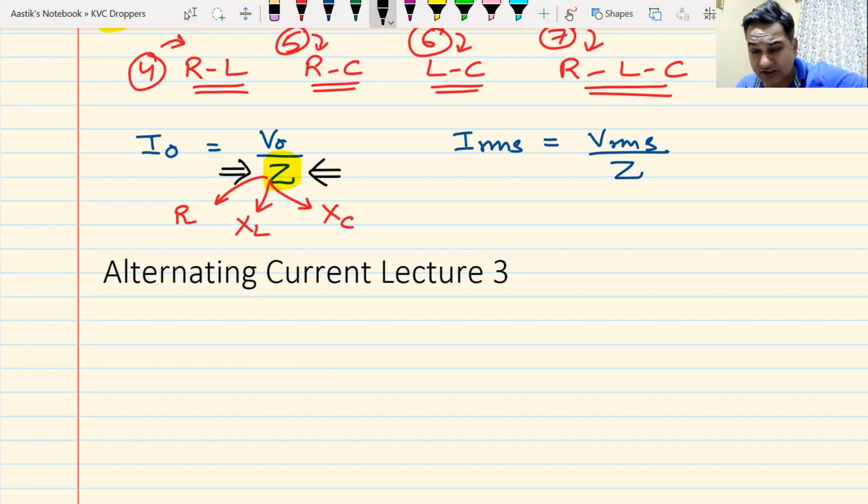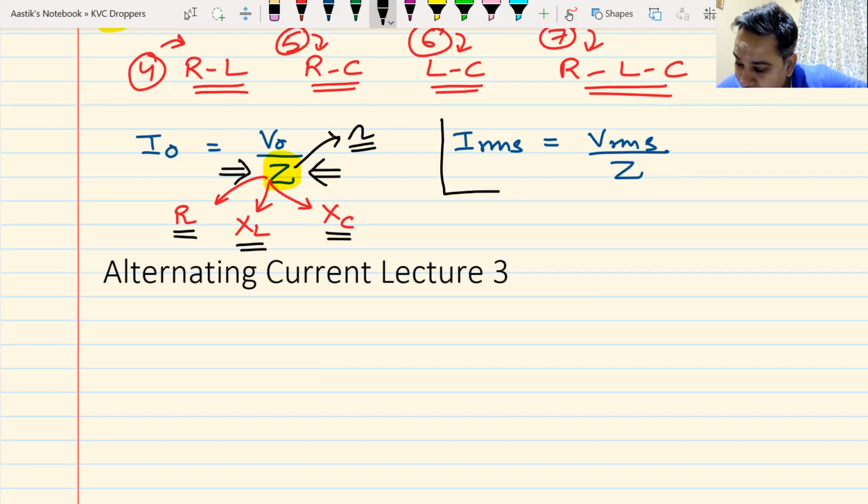Now, we have seen 3 types of circuits. Purely resistive circuit, the impedance of that circuit comes out to be R. For purely inductive circuit, it comes out to be XL, which is equal to omega L. And for purely capacitive circuit, this impedance Z. Remember, the SI unit of Z is same as resistance, which is ohm. SI unit of XL, which is also impedance, is ohm. SI unit of XC, which is also impedance, is ohm.